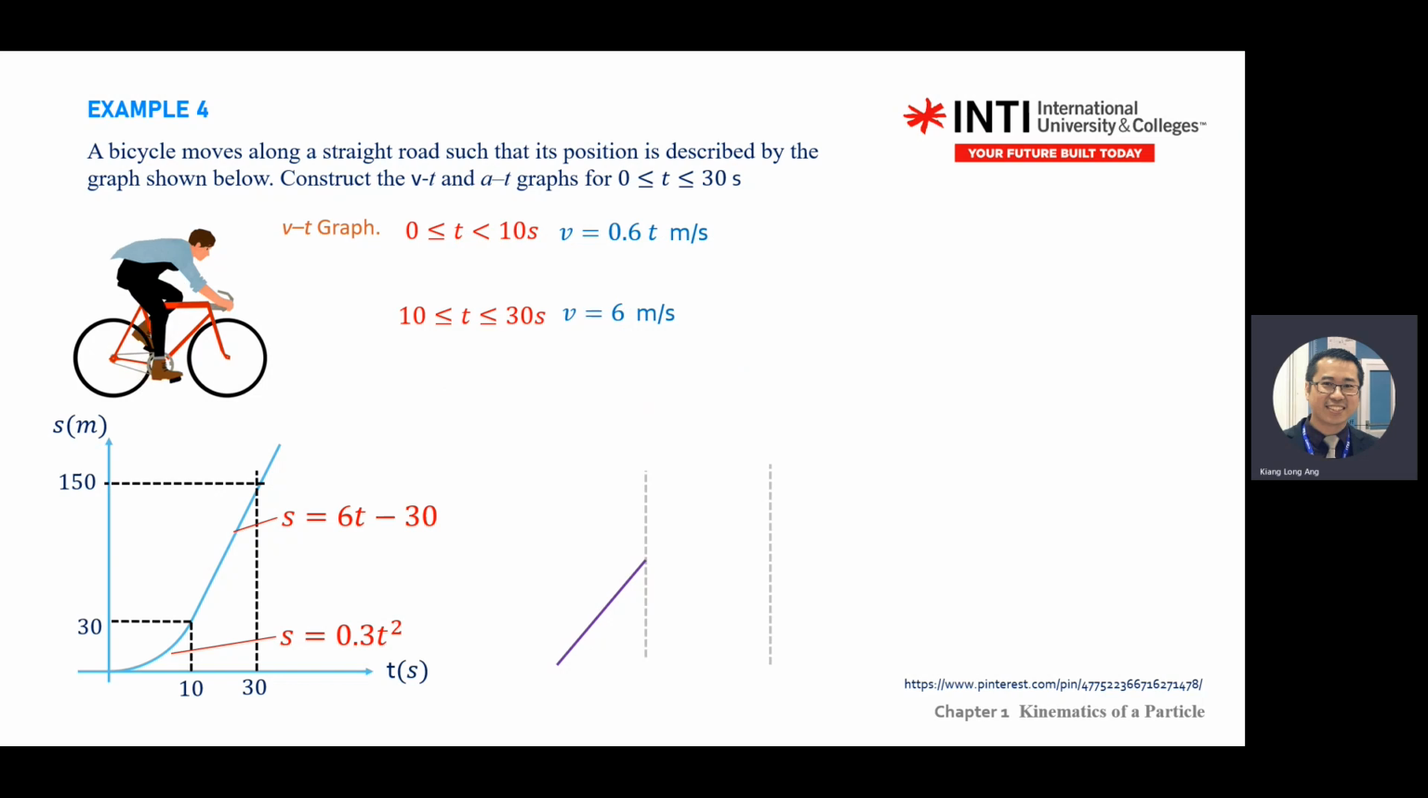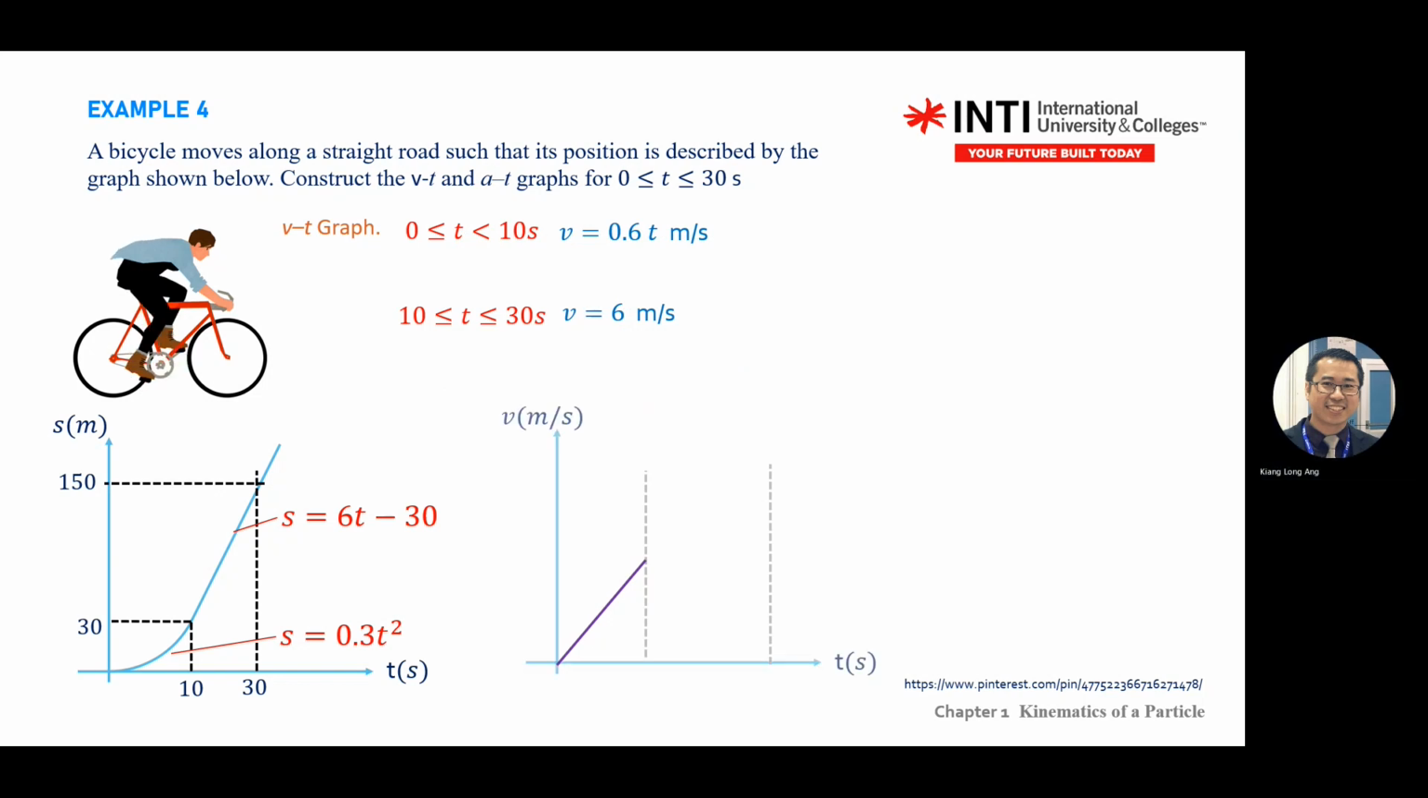Next, what do you do? You have 2 equations already. You draw the 2 axes, V versus T. Cut the graph according to the time frame. We have 2 time frames, 0 to 10, 10 to 30. 0 to 10, V equal to 0.6T plus 0, y equal to mx plus c. Your c is 0. Correct? How to find this point? It's a straight line. You know it's a linear graph.